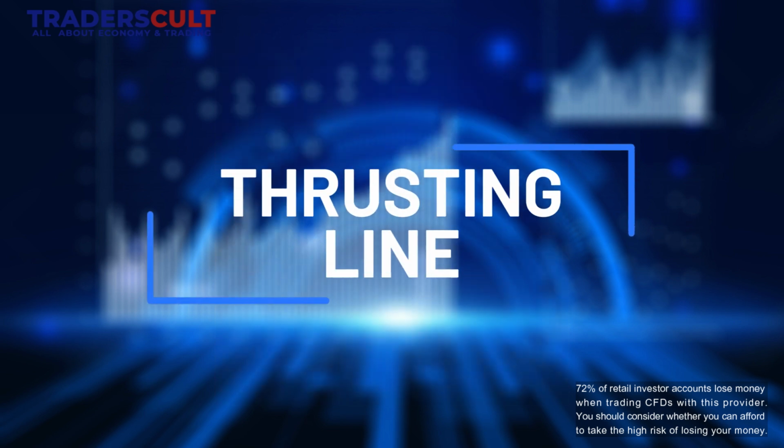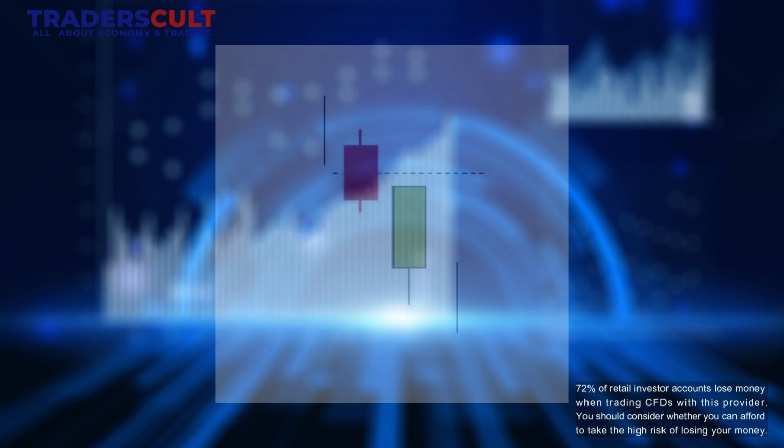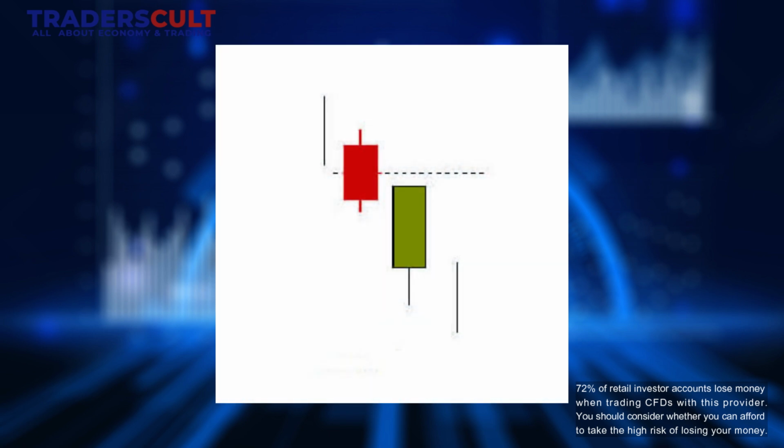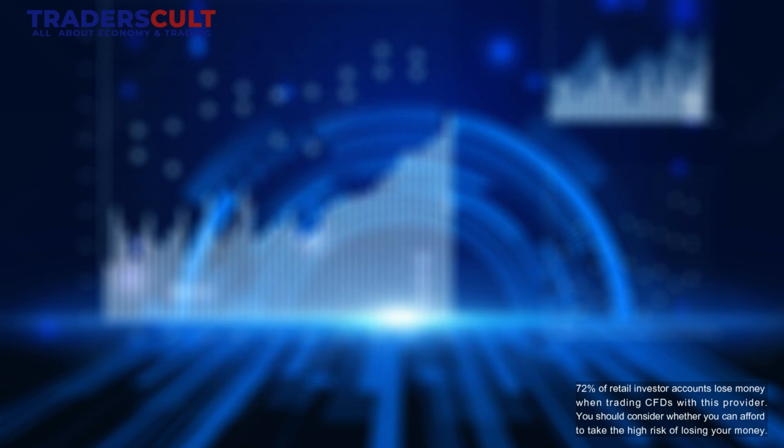Thrusting line. The thrusting line has the closure within the range of the previous candle, not exceeding the average price, distinguishing it from a reversal signal like the piercing line.